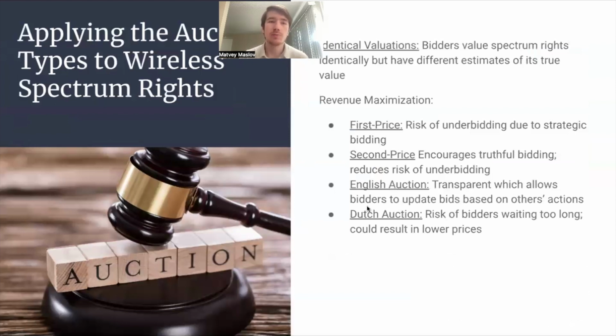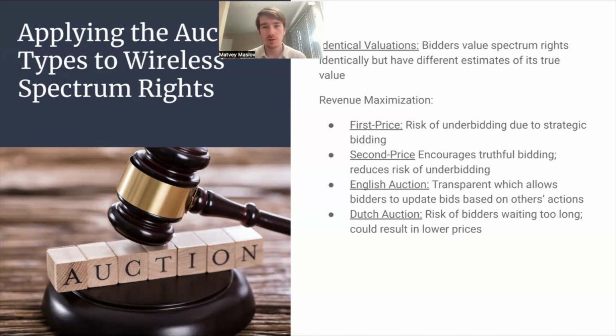Moving on to applying the auction types to the actual wireless spectrum rights. In this case, we can see identical valuations. For example, bidders value spectrum rights identically, but have different estimates of its true value. Therefore, there are several concepts and specific factors that we need to consider when choosing the right auction type.